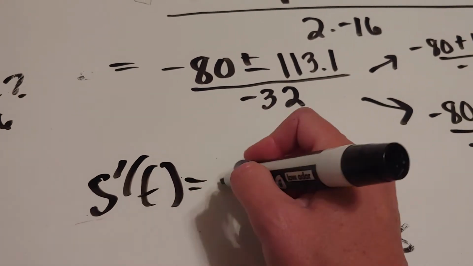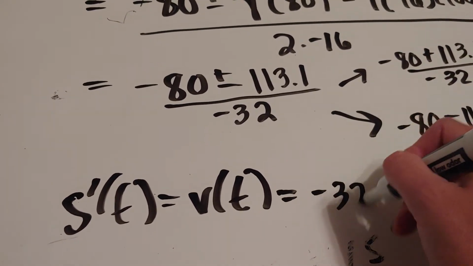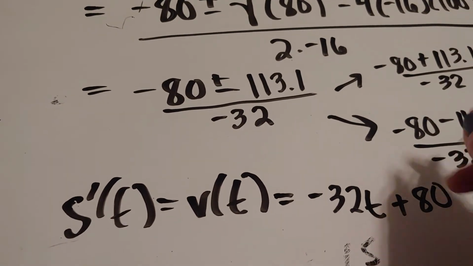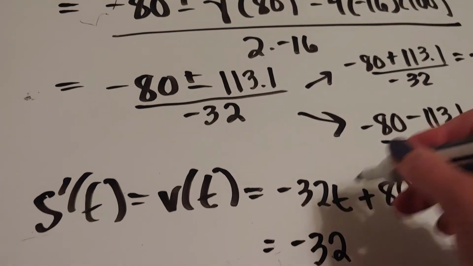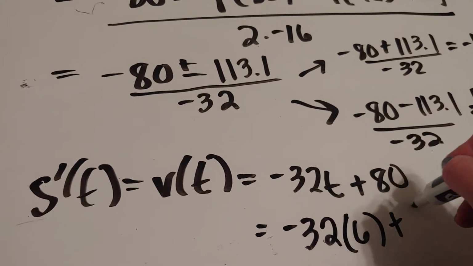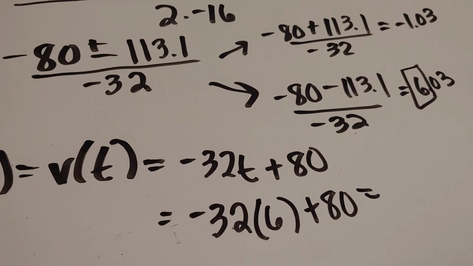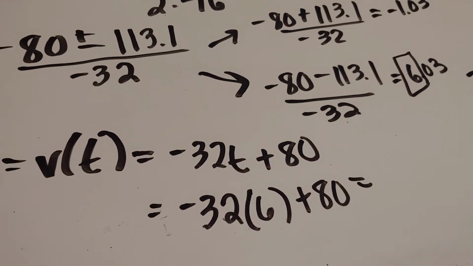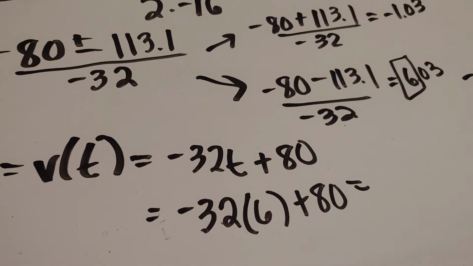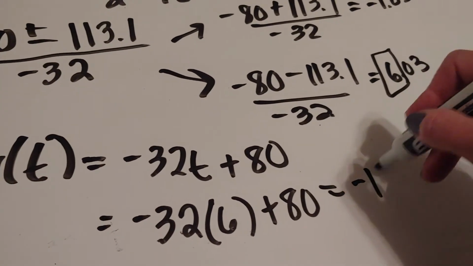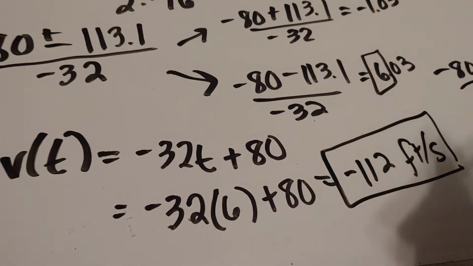If you want to know the velocity, remember our velocity equation, which by the way, you can always rename v, was negative 32t plus 80. So when I put in positive 6, don't freak out, we know we're going to get a negative velocity because of direction. And it looks like I'm going to get a negative 112 feet per second.